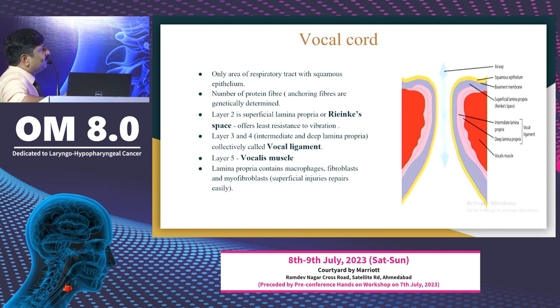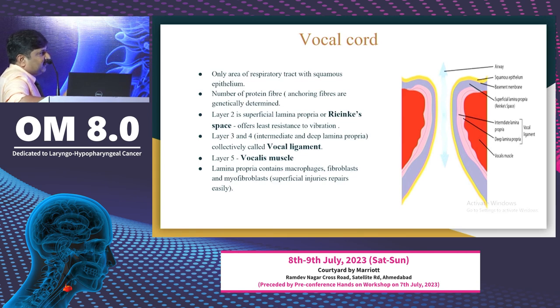Then comes the lamina propria. It has three layers. The superficial layer of lamina propria is called Reinke's space. This is vital for phonation because it offers least resistance to vibration. Then there is the intermediate layer of lamina propria which thickens anteriorly and posteriorly. Those structures are called macula flava. Then comes the deeper layer, which is made principally of collagen.